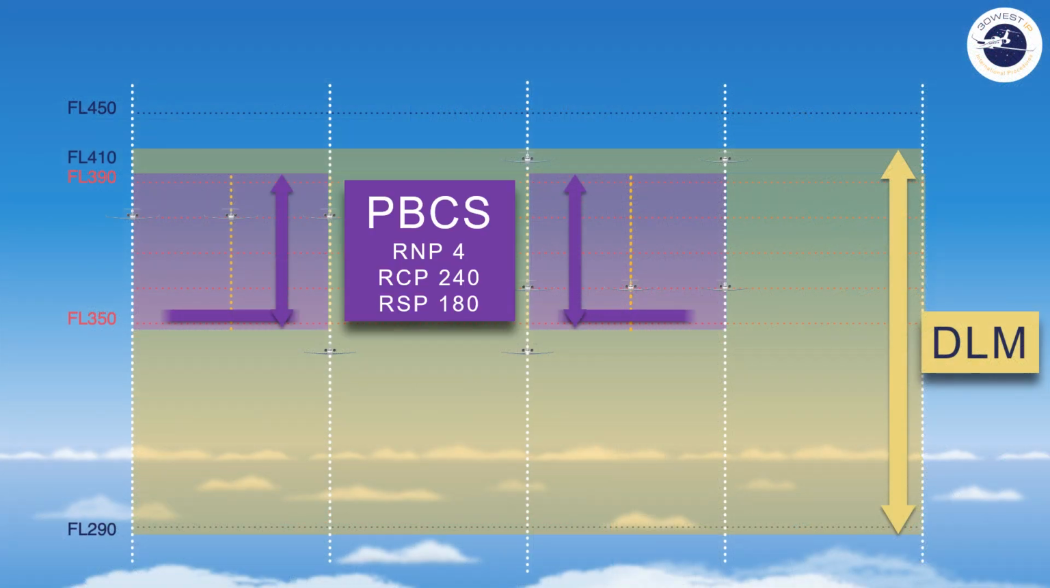And remember, in addition to Datalink requirements, if you wish to participate on the PBCS tracks when they are published, you are also required to have RNP4, RCP240, and RSP180 authorization.